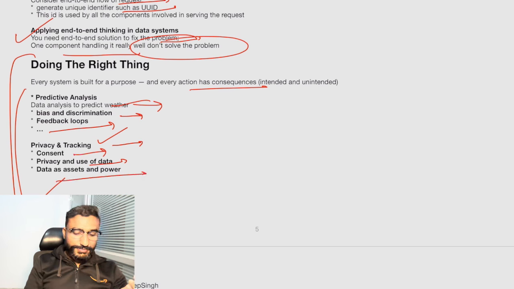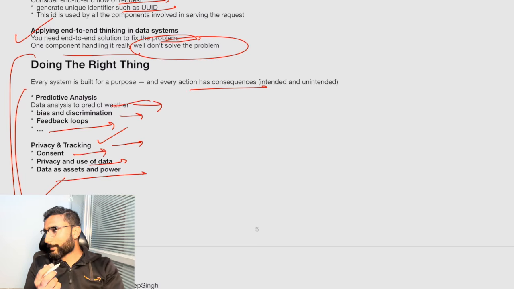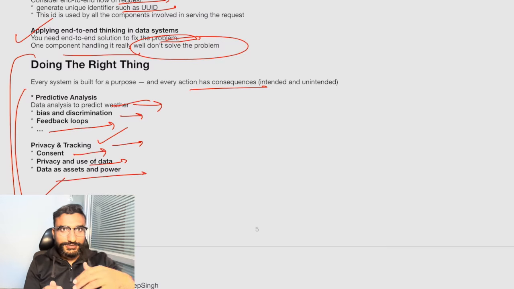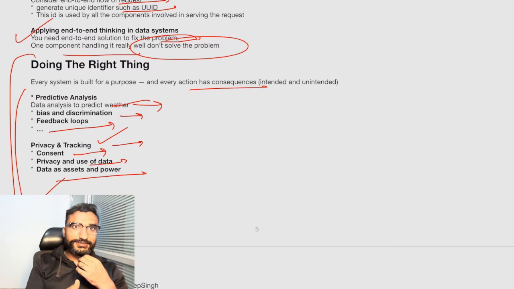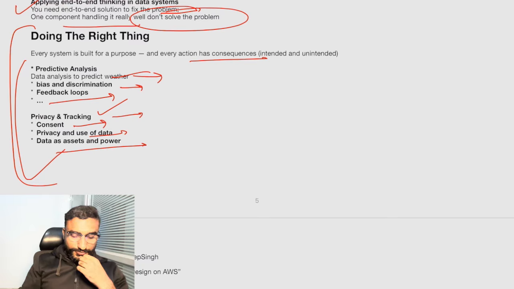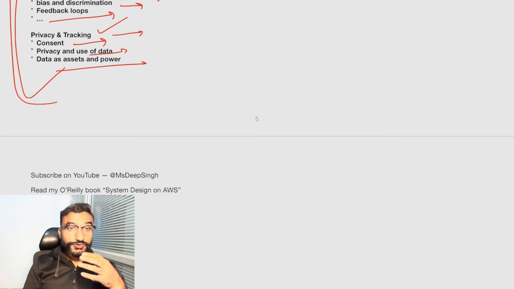Data as assets and power. So you should use data as an asset and power, not in the reverse way. And when I say power, I mean power in the hands of the user. Okay, cool. So this is all I want to talk about in this final chapter.